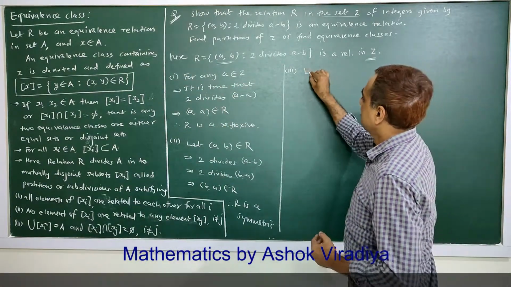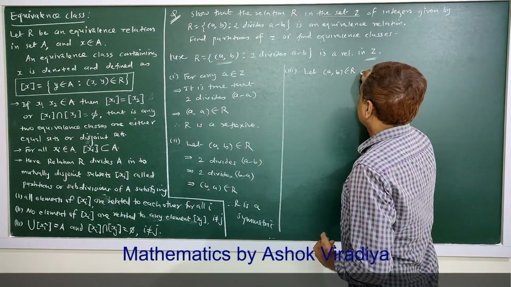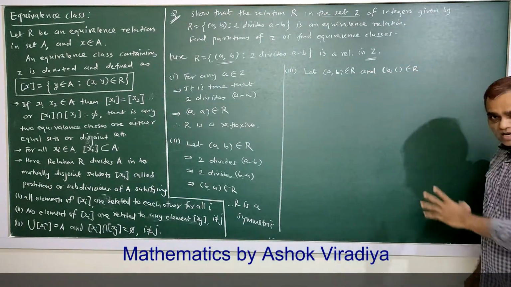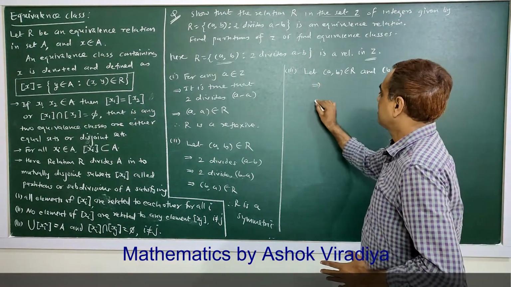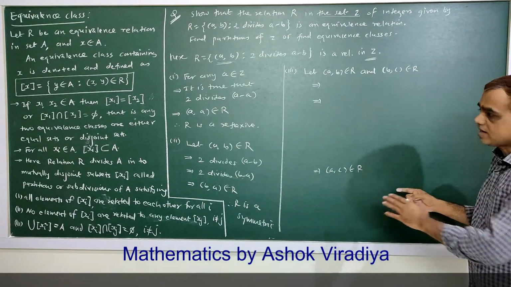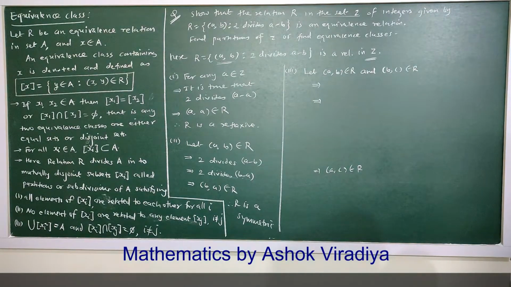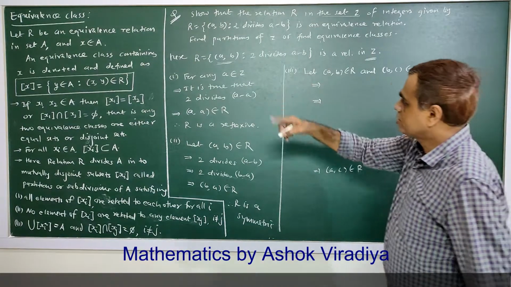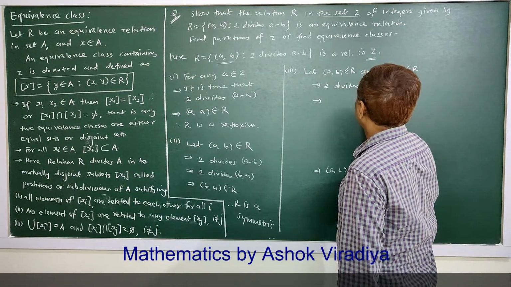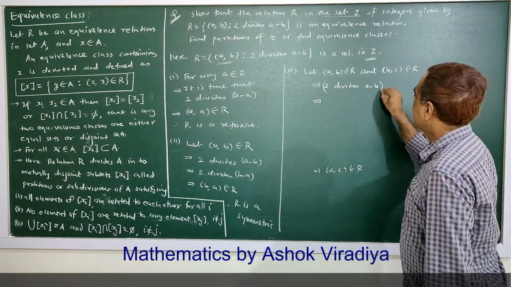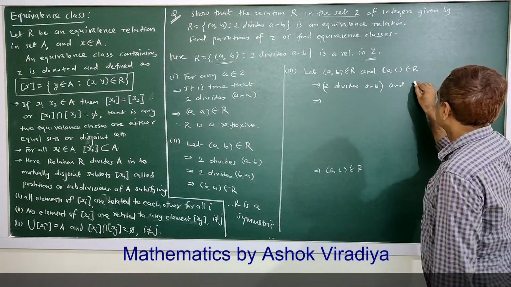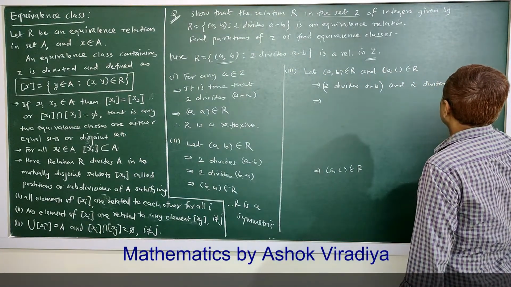For transitivity, let (a, b) belong to R and (b, c) belong to R. We begin from (a, b) belonging to R and (b, c) belonging to R, and we are going to show that (a, c) belongs to R. Then we can say that R is transitive. So see, (a, b) belongs to R, that means 2 divides a minus b. And if (b, c) belongs to R, then 2 divides b minus c.